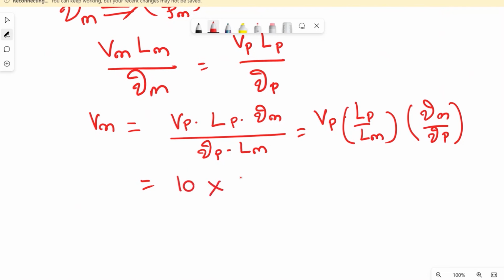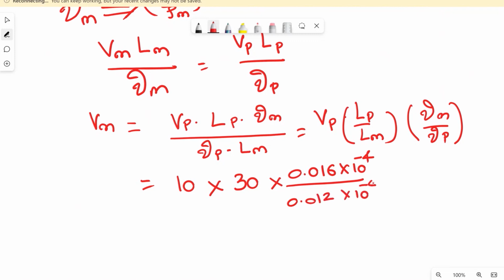10 into L p by L m, which is 30 as given, into nu m by nu p. What is nu m? Nu m means the kinematic viscosity, 0.016 into 10 to the power of minus 4, divided by 0.12 into 10 to the power of minus 4. If we calculate this, we are going to get 400 meters per second. This is the first answer.